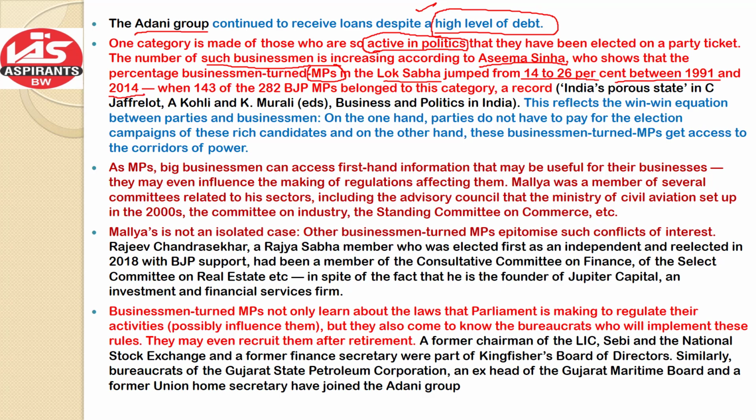And in 2014, 143 of the 282 BJP MPs belonged to this category, that is, businessmen who have turned MPs. So see, it is almost half. The author says that this reflects the win-win equation between the political parties and the businessmen. On one hand, parties get the support and the funds from these businessmen, and on the other hand, these businessmen turned MPs get access to the corridors of power. So this is a huge problem.